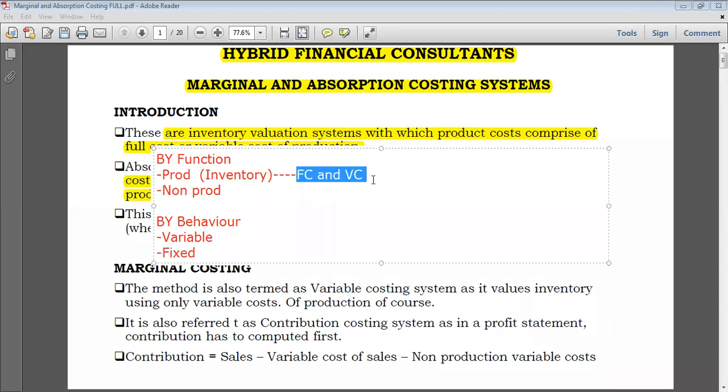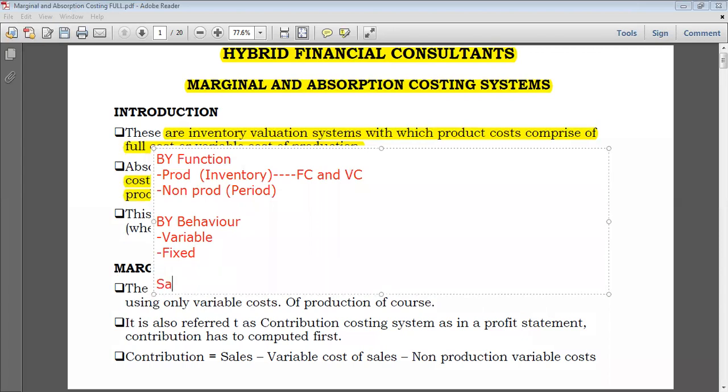Now, I said that we use variable costs to value inventory for marginal costing. If we use only variable cost, where do fixed costs go? We treat fixed cost as period cost. Costs that are not related to inventory are treated as period costs, which means they are taken to the income statement as operating expenses. As you know, the income statement has sales, cost of sales, gross profit, and thereby we deduct operating expenses.